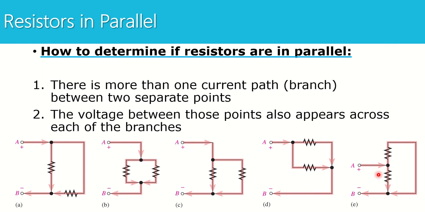This is more tricky. Again, if you're just looking at this, it may not be clear whether they're in series or in parallel. But if we follow the path of current, current flows in. Here's one path, up and around. Here's my second path, straight down. And it recombines right there. So this is a parallel circuit.